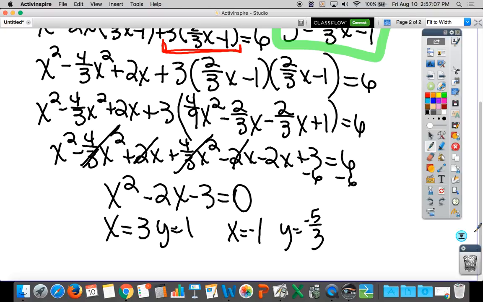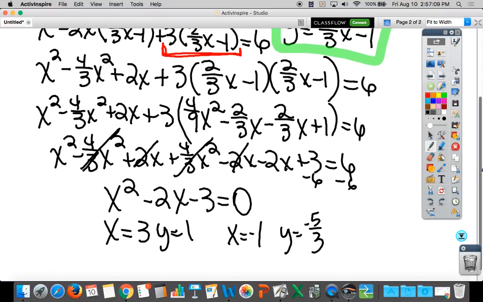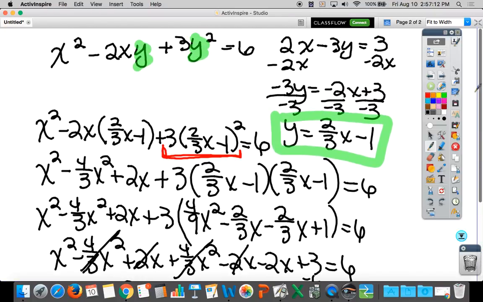Okay, so what we're going to do is go to the top up here, and we're going to type in x squared minus 2xy plus 3y squared, and we should get 6. We should also, it has to work in both, guys. It can't work in one. If it works in one and doesn't work in the other, it's not a solution. 2x minus 3y should equal 3.